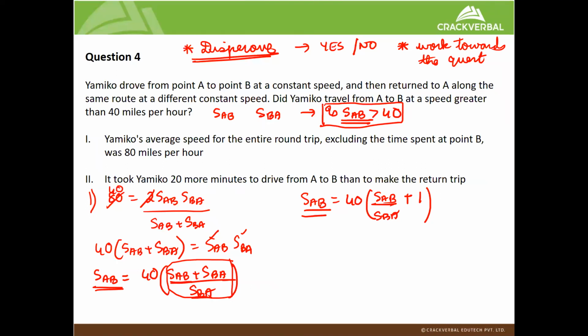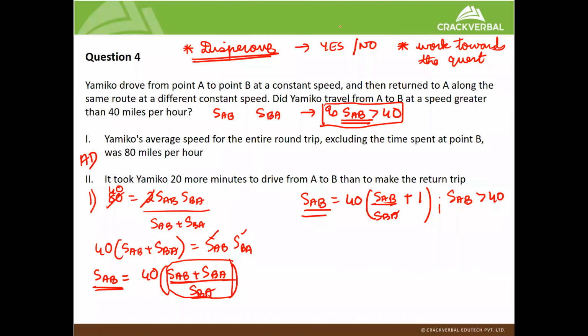Now SAB by SBA can be a fraction, it can be any integer. But to that fraction or integer, if I add 1 and then multiply that entire sum to 40, I will always get SAB to be greater than 40. I will never be able to disprove that the first statement is sufficient. So the first statement here is clearly sufficient, and the two possible answer choices are A and D.